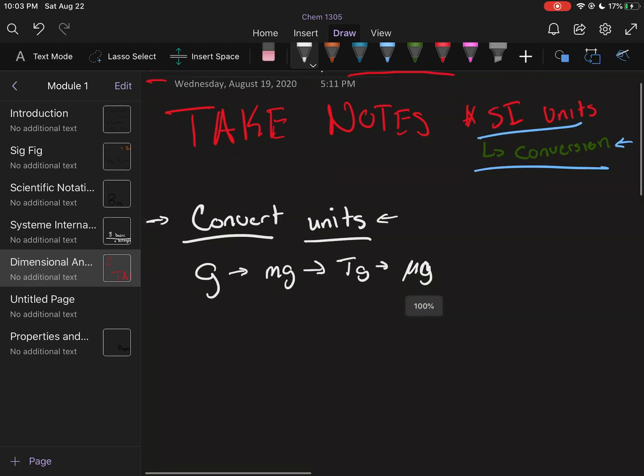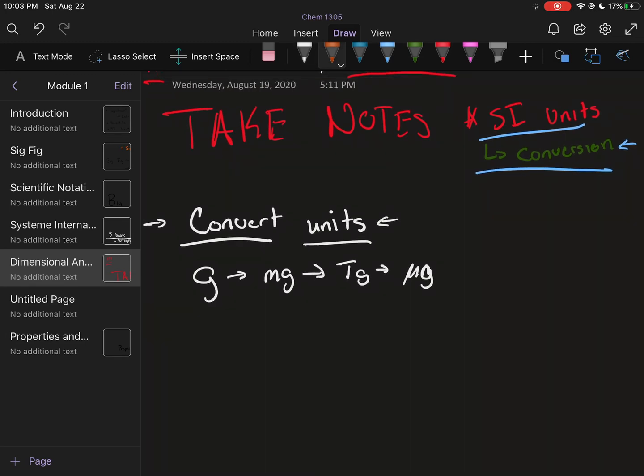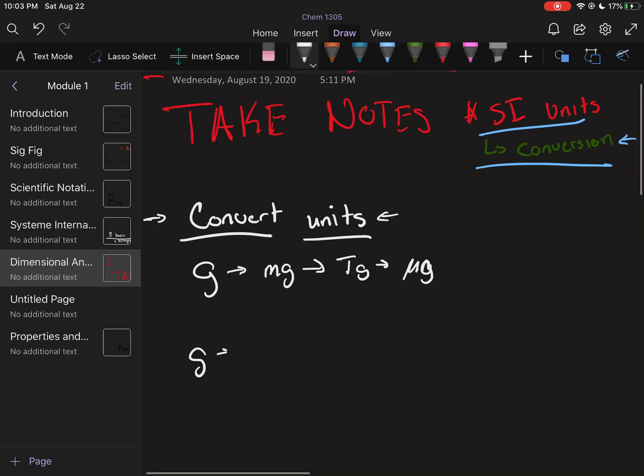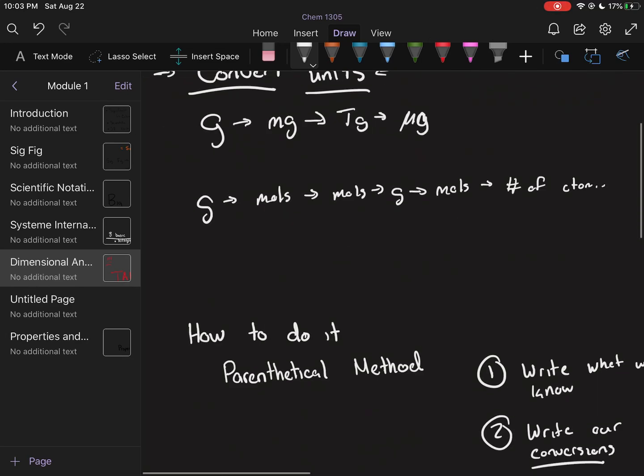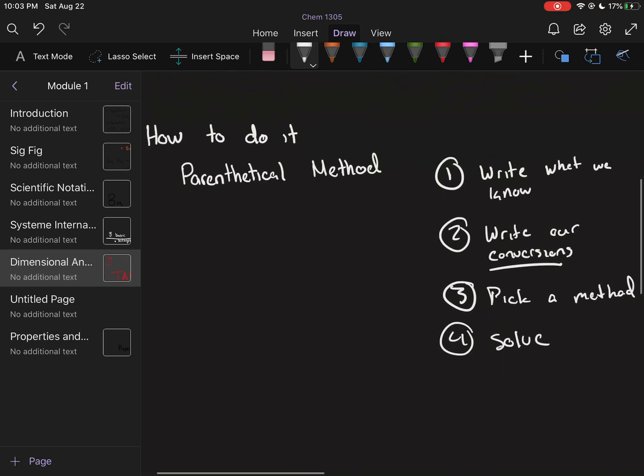And when you get to the stoichiometry unit, this isn't module 1, but when you eventually do, you'll be able to go from grams to moles, back to grams, and then maybe even back to moles, and number of atoms. You get the idea, right? So if you do not get it right now, you're gonna have a hard time when it comes to later modules. So how do you do it?